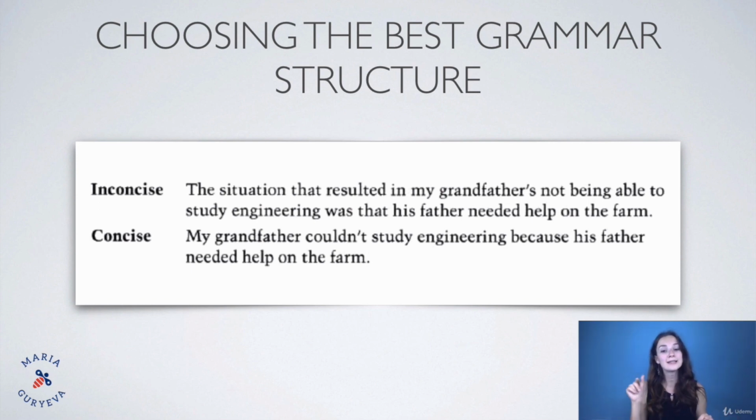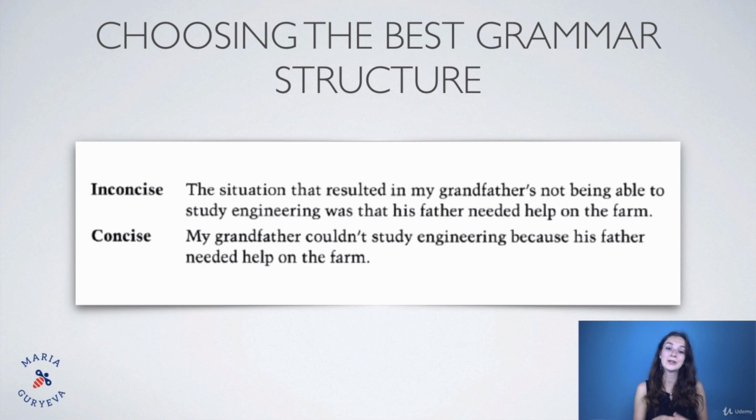"My grandfather couldn't study engineering because his father needed help on the farm." So you see that we do not have "the situation that resulted in" anymore. We also do not have "being able to." "Being" is actually a horrible word. If you can avoid using "being," of course do so. And every time you use "being" somewhere, always think of a better grammar structure. There's definitely one, which is going to allow you to avoid using "being."